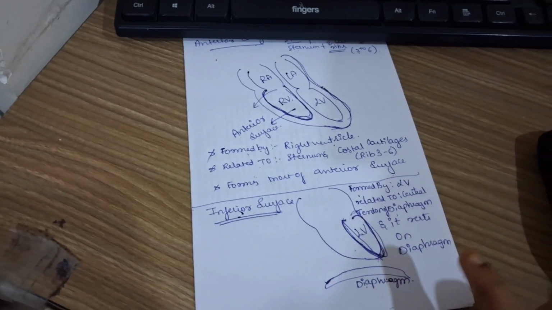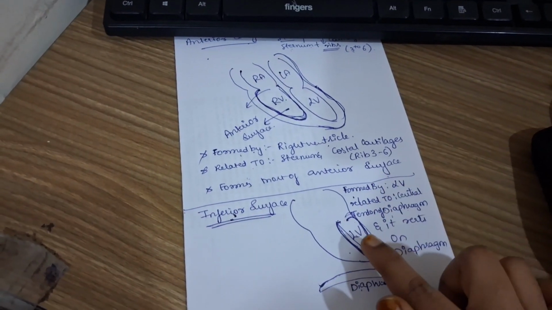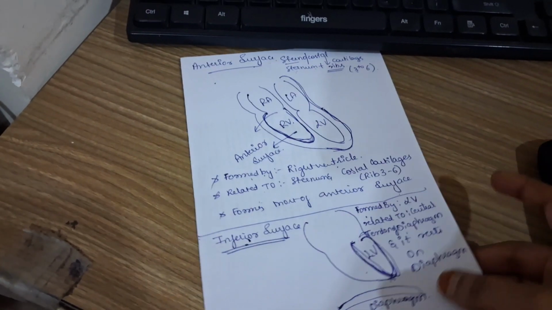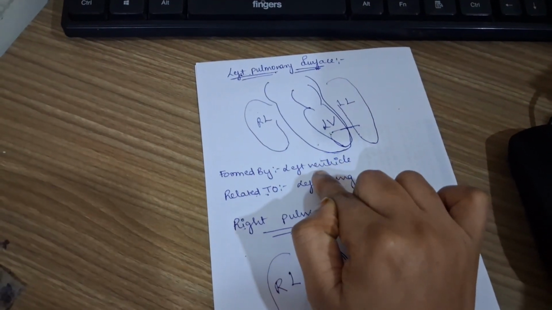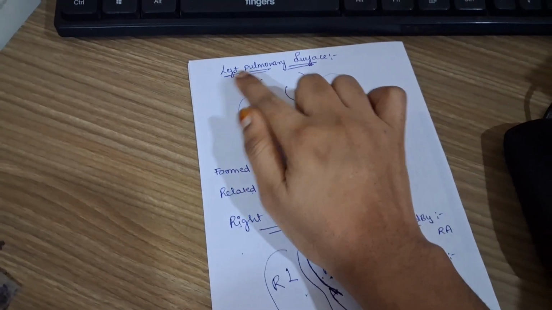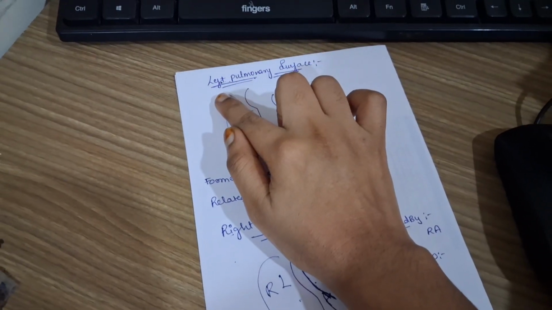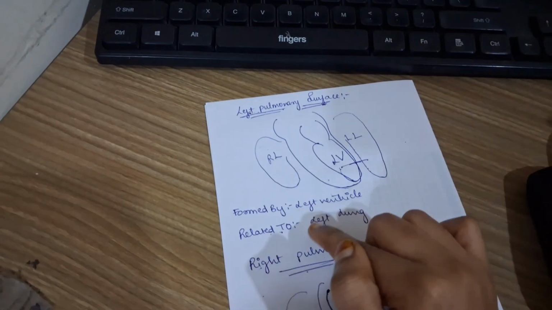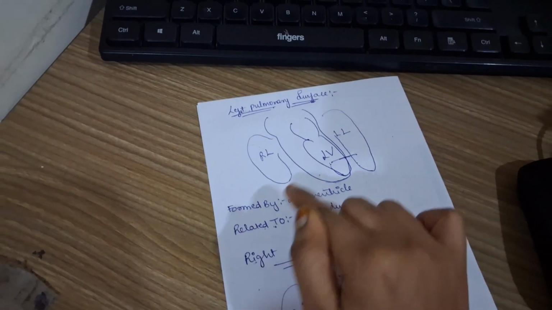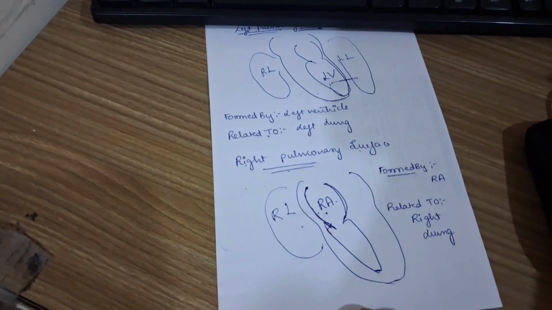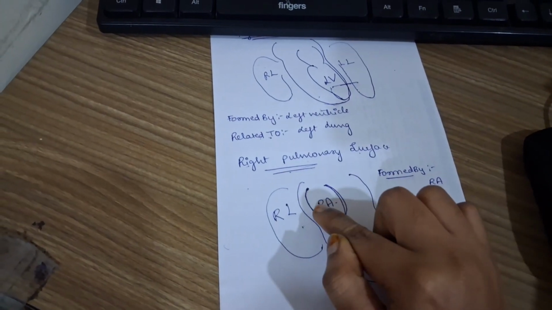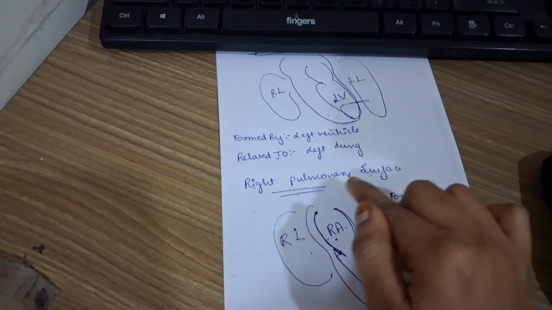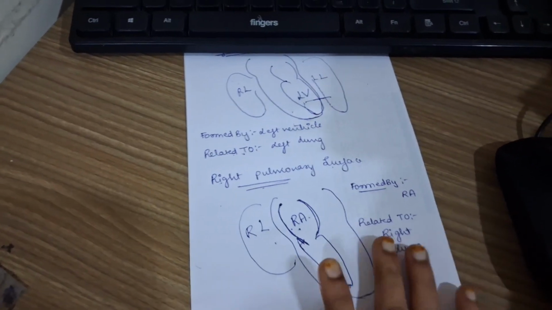Then the inferior surface is mainly formed by the left ventricle. Then we studied the left pulmonary surface. It is mainly formed by the left ventricle, which is related to the left lung. Then the right pulmonary surface is mainly formed by the right atrium, which is closely related to the right lung.